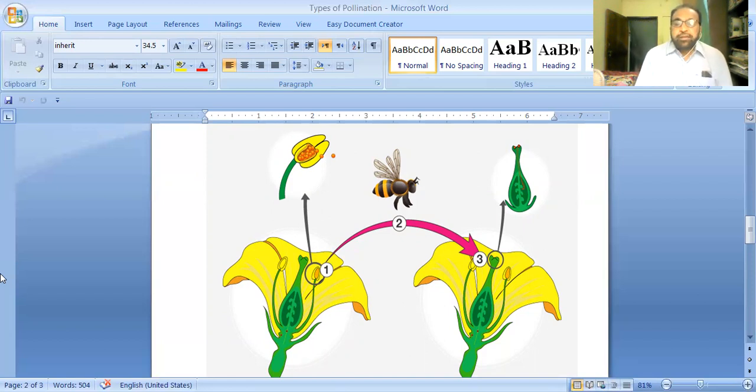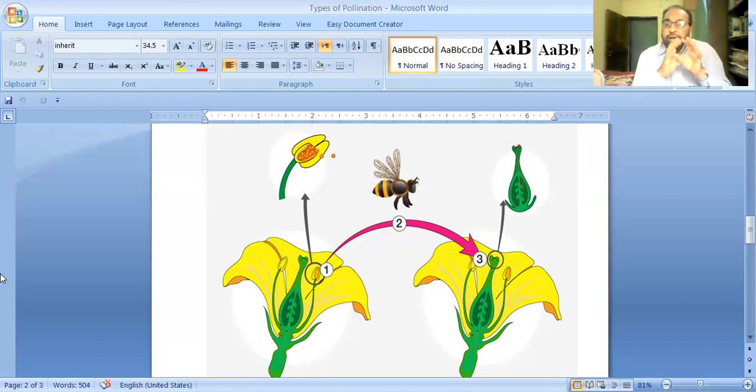Second one is cleistogamous. Cleistogamy. Cleisto means closed, gamy means gametes. It is a condition in which both the reproductive organs are present in closed condition. Normally in such plants, the flowers are on the lower side, mostly inside the soil, or in some cases on the upper side, like Argemone.